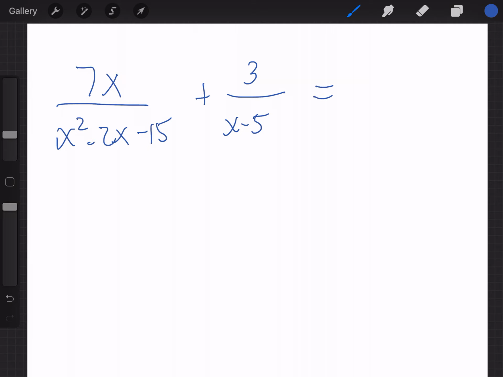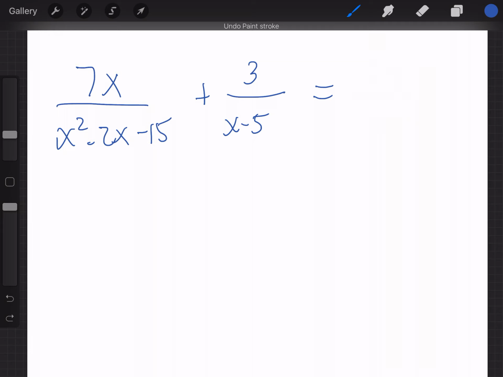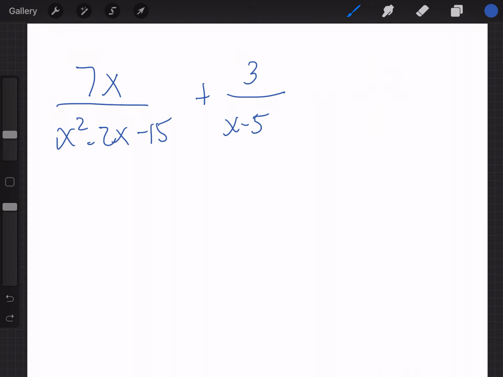Here's another one. 7x over x squared minus 2x minus 15 plus 3 over x minus 5 equals 6 over x plus 3. Okay, same thing, just like last week, you got to get these to be the same. The only difference is now you've got another one that you've got to get them to be the same.